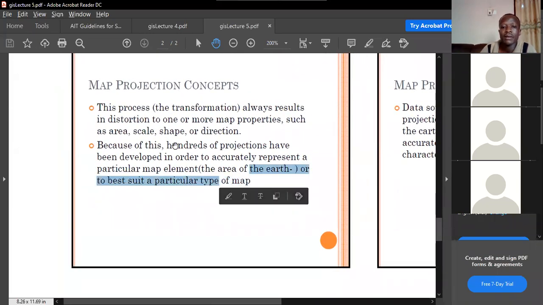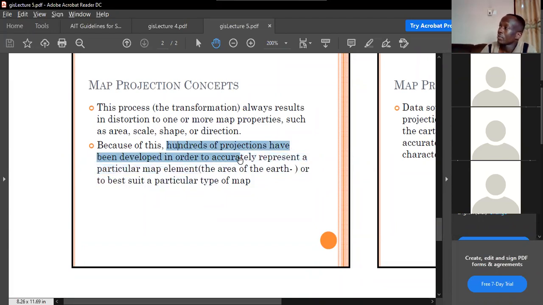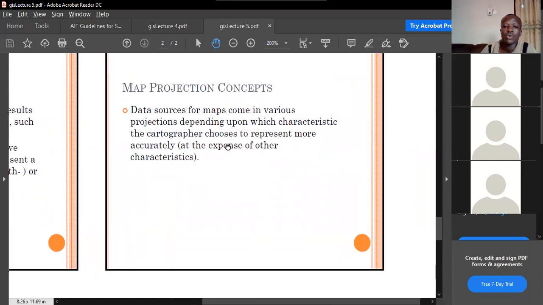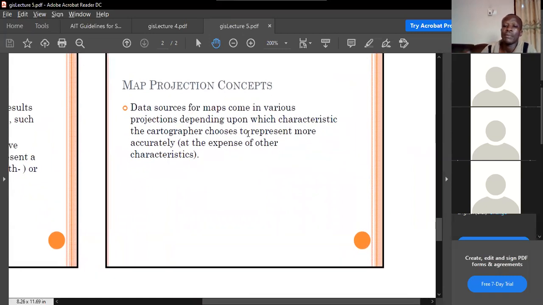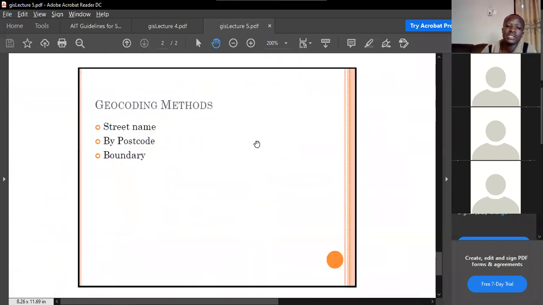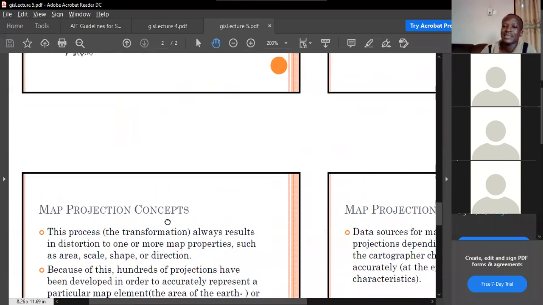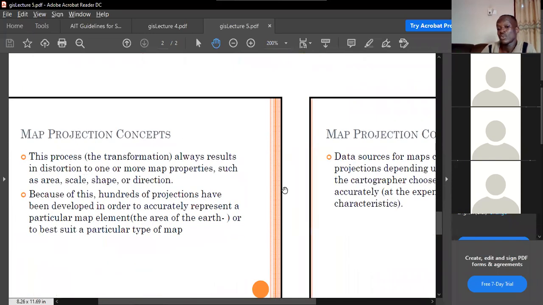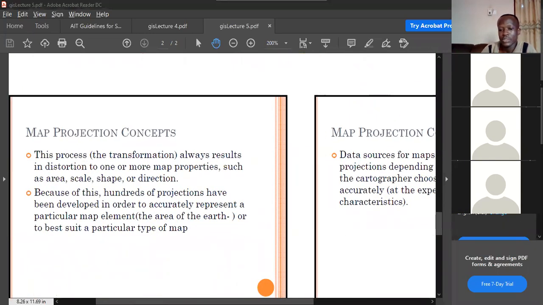So different projections have been developed. When you're doing a project between Togo and Ghana, you are probably dealing with different coordinate systems and you have to know how to combine the data. We need a way of combining the data. This whole map projection topic has more to it than what we are looking at, so I'm going to explain the rest on the board. Let's go to the board.